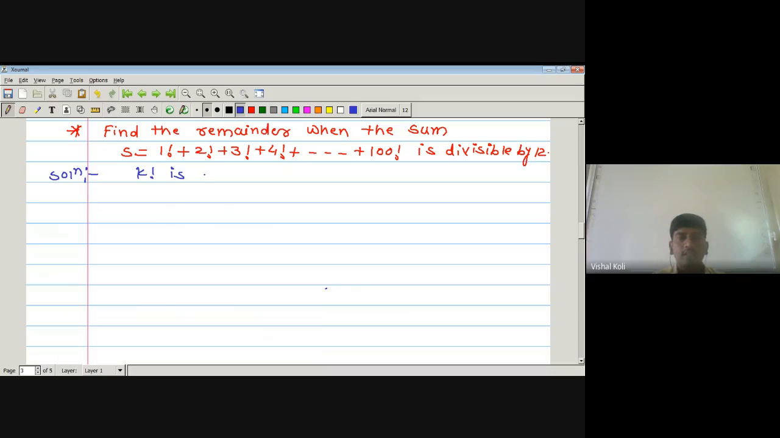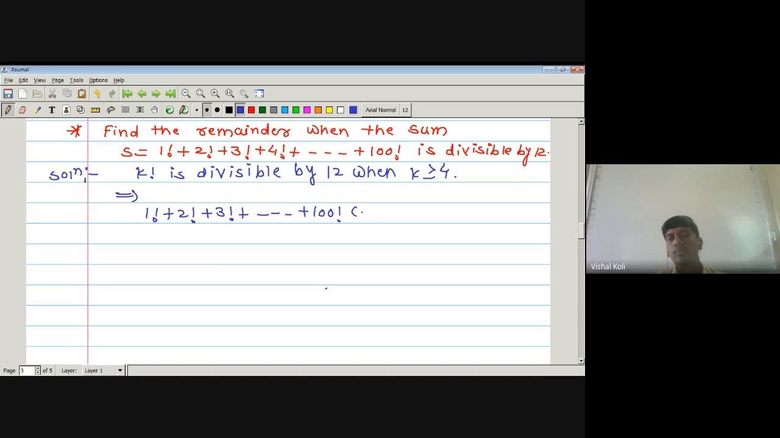So k factorial is divisible by 12 when k is greater than or equal to 4, which implies that when we take the sum 1 factorial plus 2 factorial plus 3 factorial plus up to 100 factorial over modulo 12, 1 factorial is as it is, 2 factorial is again as it is, and 3 factorial is again.